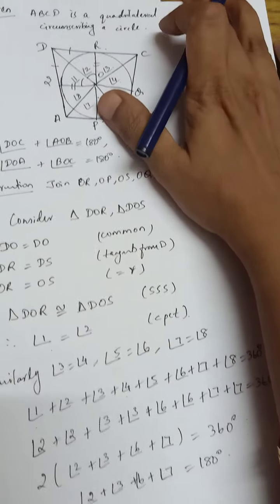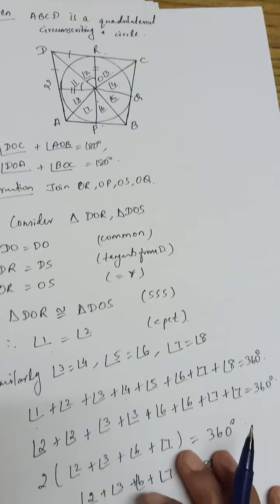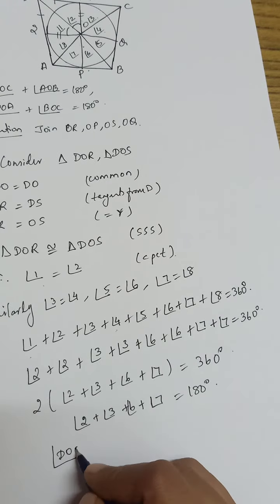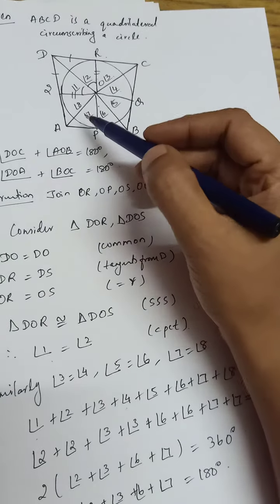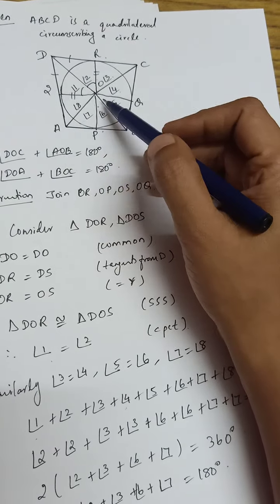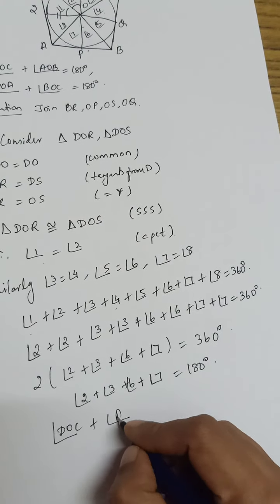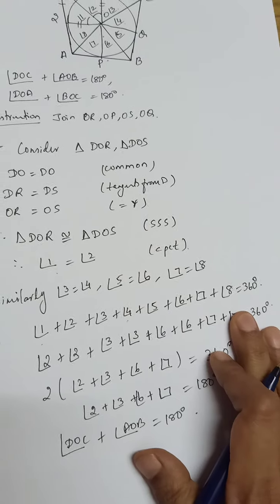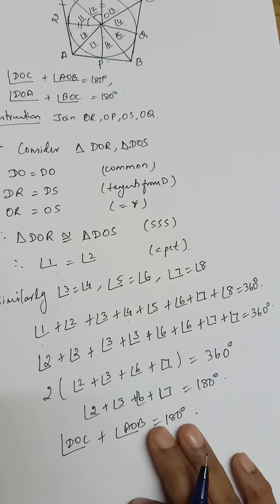But what is 2 plus 3? 2 plus 3 is angle DOC. So, angle DOC plus 6 plus 7 is here. 6 plus 7 is angle AOB. Angle DOC plus angle AOB equal to 180 degrees. We have proved the first one. Now we have to write the second one. Second one is easy to prove.